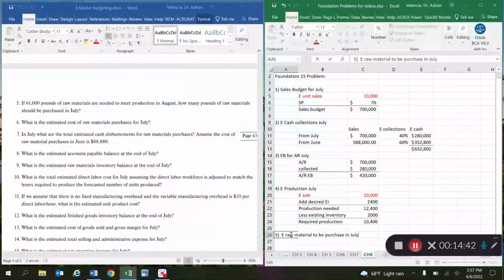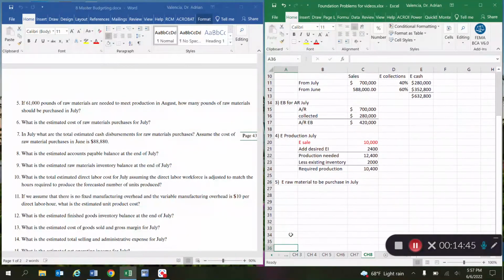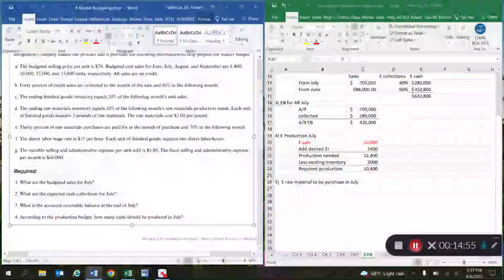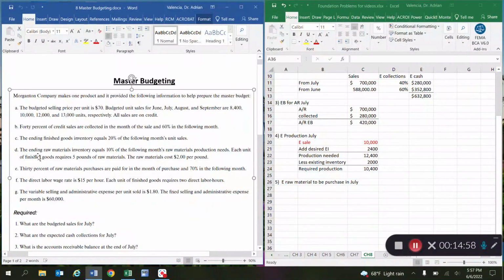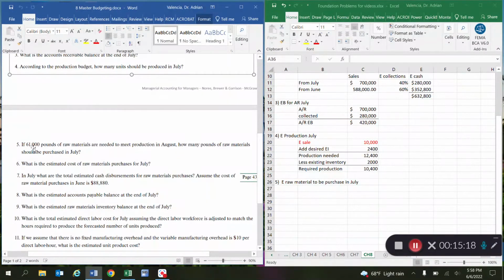in July. Okay, now they're giving us forward-looking information. They're telling us that we need 61,000 pounds of raw material in August. And the reason they're giving us that forward information is because they told us here the ending raw material inventory that we would like to have is 10% of the following month's raw material. So in other words, I'm not just going to buy raw material for this level of production. I'm also going to buy a little bit more for what I think next period I need. So we need 61,000 pounds for next period, so we're going to buy an extra 10% of that. And you'll see how that works out in a minute here.